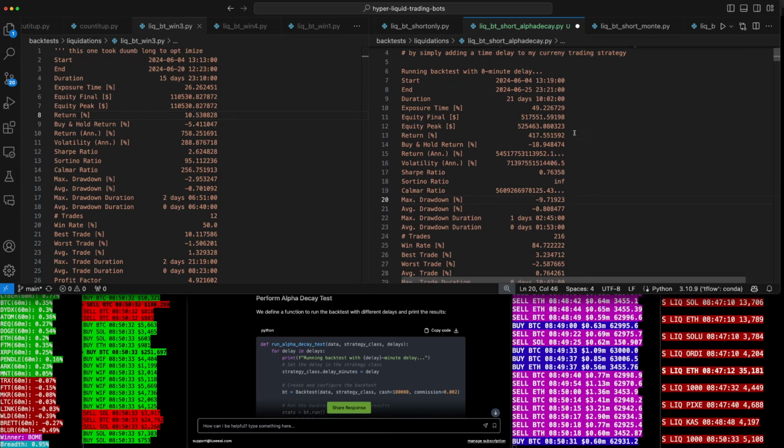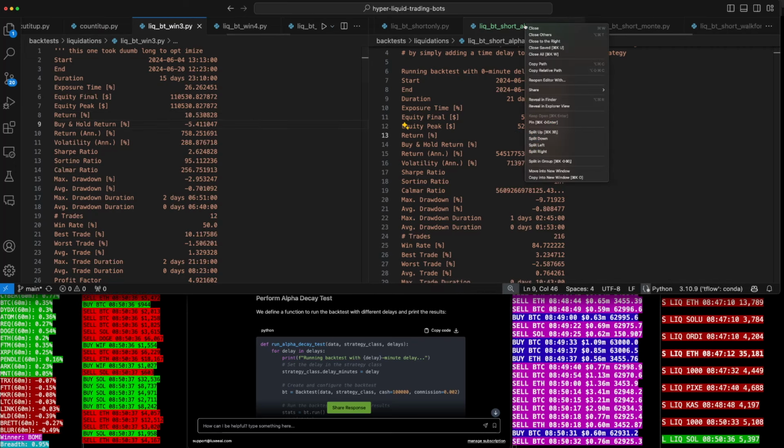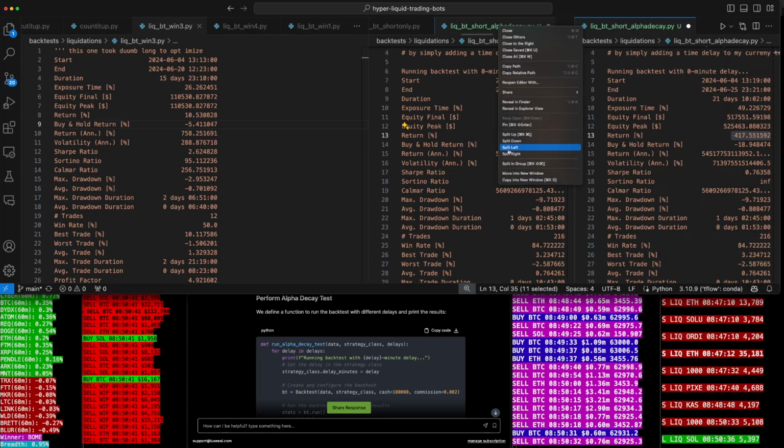Okay, so this is with no time delay. Let's take a look at the... Let's actually open this up into the other side, too. Let's open it split right and then also split left.